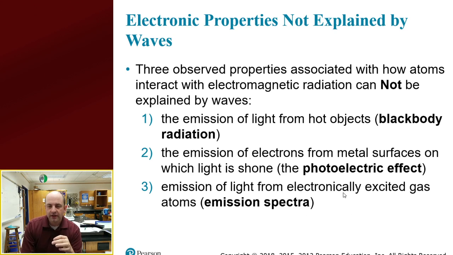The issue is that there are properties of how atoms interact with light that don't get explained by saying light is a wave. It doesn't work. And so the 3 of them are black body radiation. When you heat something up, it starts to glow, right? That's where we get the term, it's red hot.